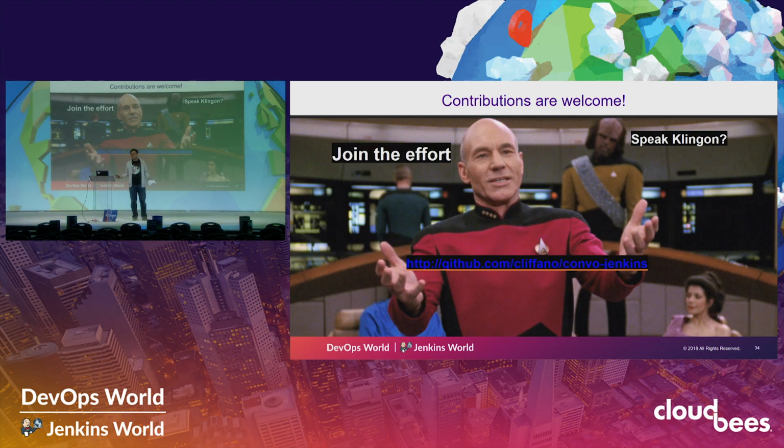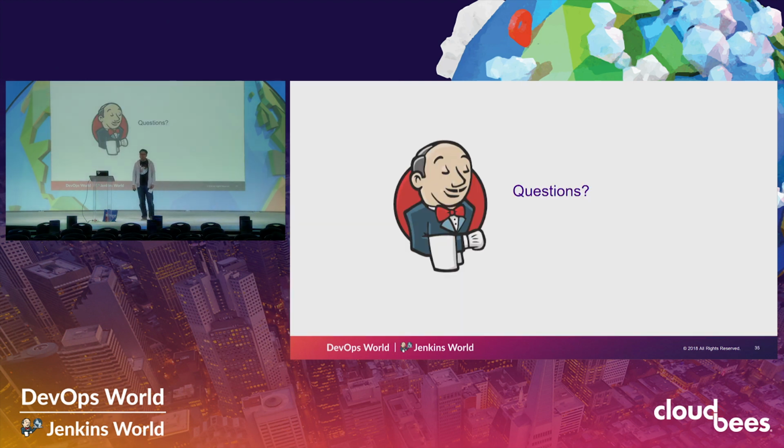So contributions are welcome. If anyone speaks Klingon, please, because I don't. There are so many languages that we can add. We can make Jenkins more conversation-able. And yeah, the URL is github.com/clifano/convo-jenkins. Is there any questions?